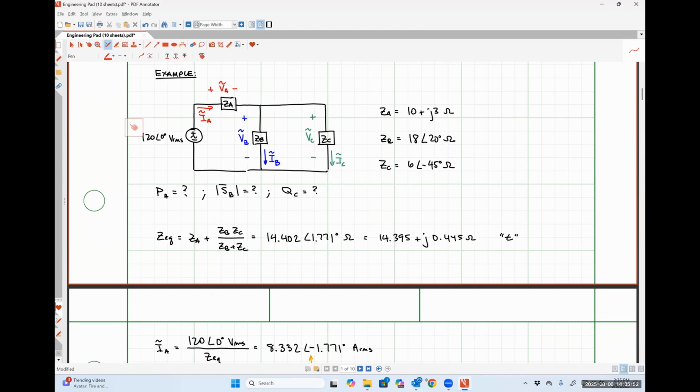Can we do current division to find IB? We could, but I'm lazy, so I'm going to do it a different way. Since we know what VA is, I believe that VB is just going to be VS minus VA, right? So 120 angle 0 minus the answer that we already got for VA. There's nothing remotely wrong with using current division. You'll get the same result as I do when we get there. But that's just more crap than I want to type into my calculator, and I'm all about being lazy.